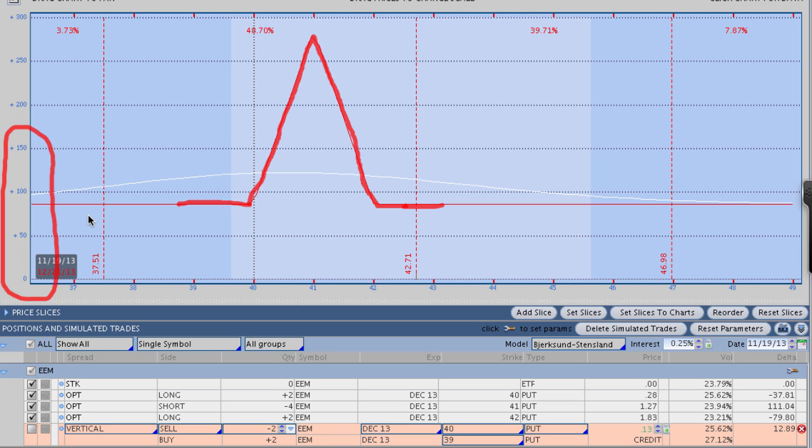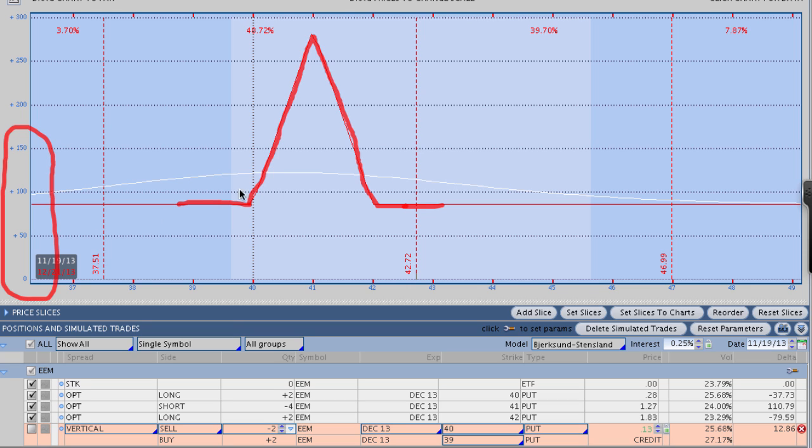So it's completely free, and that's because we bought back that embedded vertical for the same price or less as the total credit that we took in. So now this is a butterfly that only costs us about $1 in credit. So we have $1 in credit built in, but no matter where the stock trades, we're actually going to make money on this trade regardless of where EEM trades.